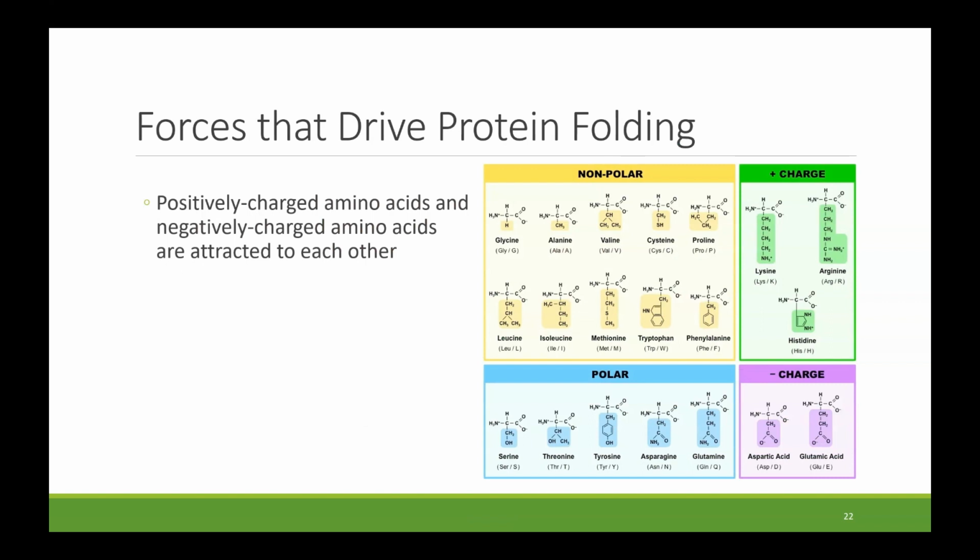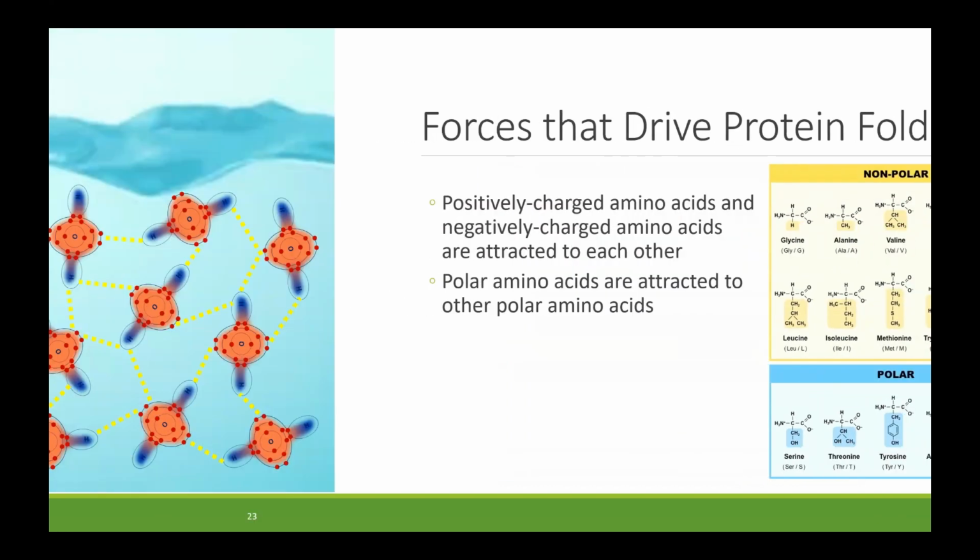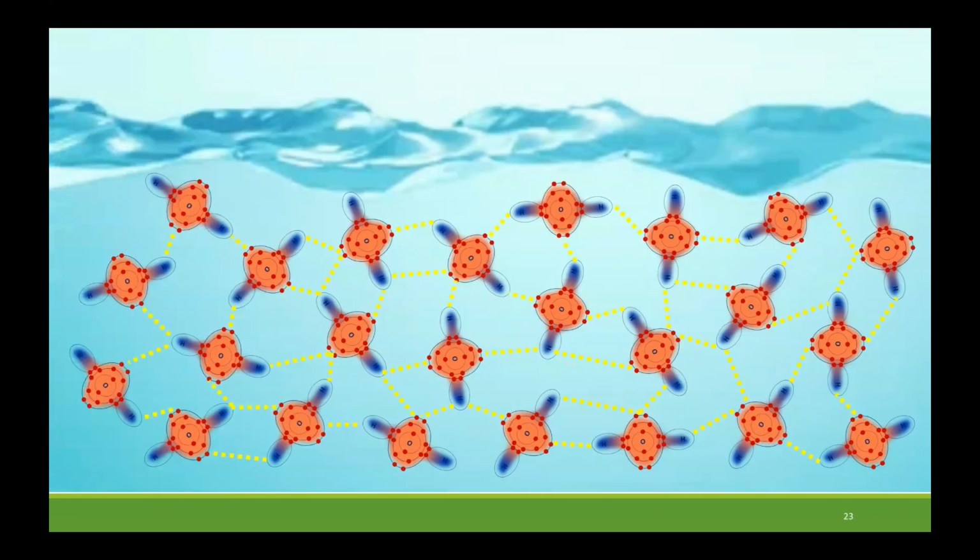Also, polar amino acids are attracted to other polar amino acids because remember, they have this uneven electron distribution, which leads them to have somewhat positive and somewhat negative ends. And in Chapter 2, we saw another example of how this works in water molecules. Water molecules are polar, and the negative end of one water molecule is attracted to the positive end of another water molecule, and that holds them together. So this is how the attractions work between polar amino acids as well, and this also contributes to the folding of the protein.